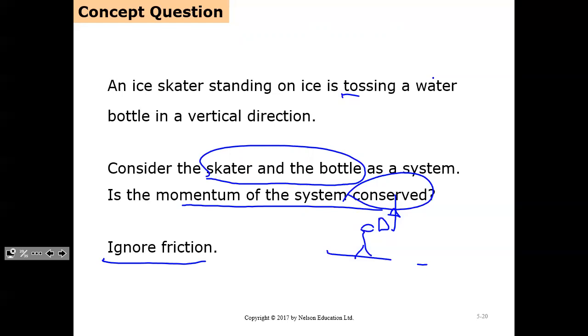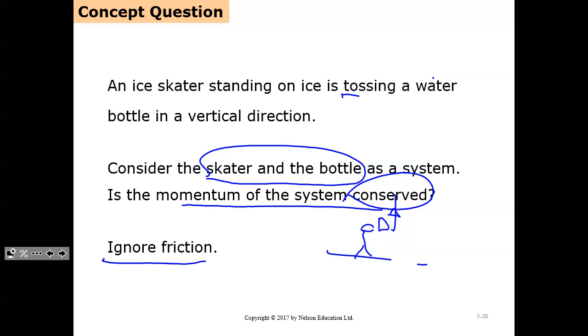Now she is tossing it up, so vertically. Okay, so now ignore friction. So can you say the net force acting on this system is zero or not zero? If it is zero, the momentum is conserved. If it is not zero, the momentum is not conserved. Okay, the weight is balanced by the normal force, that is also an external force. Okay, it's not an internal force. Weight is from the earth. Earth is not part of the system.